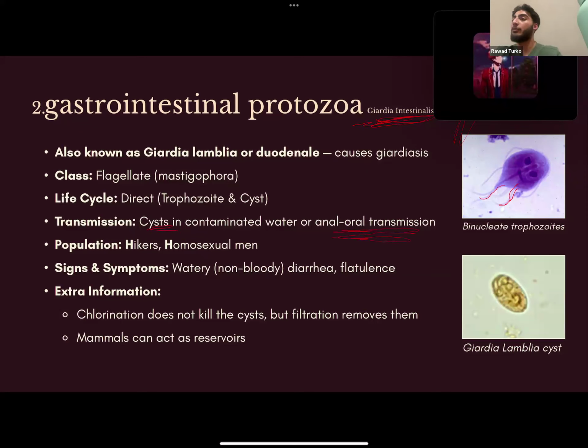So where do you find this? You find this in homosexual men. So what is the population? You have hikers and homosexual men. That's where you can find Giardia lamblia. And what do I mean by cysts in contaminated water?